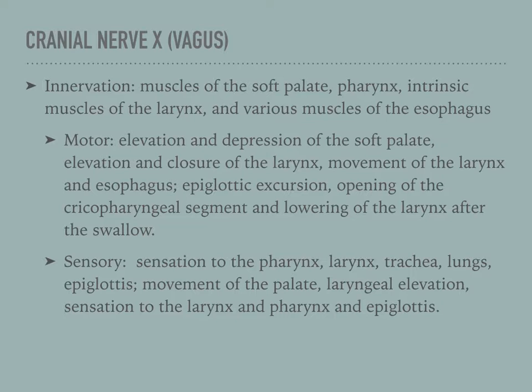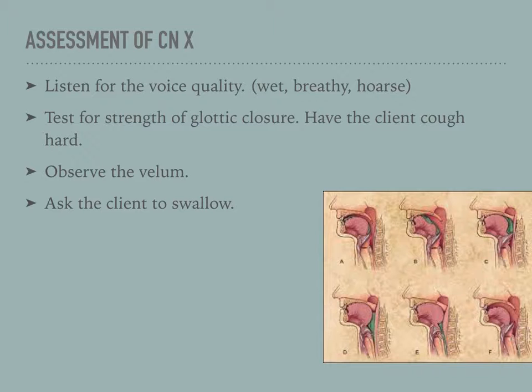For sensory, it is the sensation to the pharynx, larynx, trachea, lungs, and epiglottis. It is the movement of the palate, laryngeal elevation, and sensation to the larynx and pharynx, as well as the epiglottis. Assessment of this nerve is to listen for the voice quality.